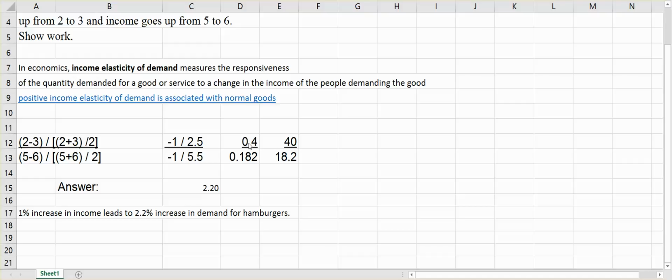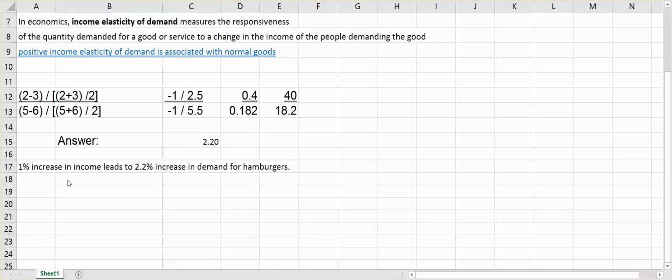Now, this is a percentage, so I need to multiply it by 100 to convert it to a percentage. So 0.4 gives me 40%. 0.182 gives me 18.2%. Now, I'll divide 40 by 18.2, and my answer is 2.20 for my income elasticity of demand. And again, because it's a negative and a negative that I'm dividing, it does end up being a positive 2.2.